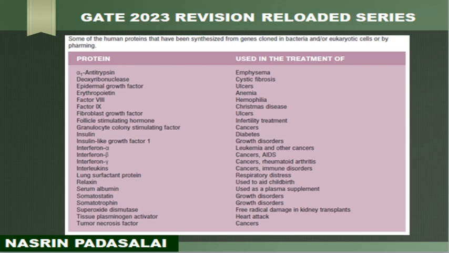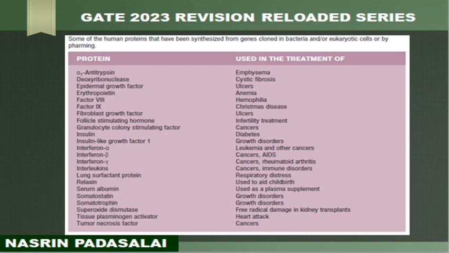Interferon alpha, a human protein cloned in either bacteria or eukaryotic cells, is used for the treatment of leukemia. Interferon beta is used for AIDS. Interferon gamma is used for rheumatoid arthritis. All the interferons and interleukins are used for the treatment of cancer. Interleukins, in addition to cancer, are used for the treatment of immune disorders.